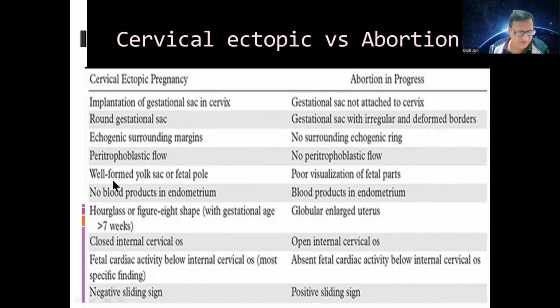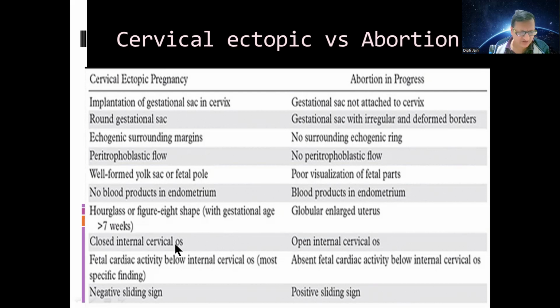A yolk sac or fetal pole is well-defined in the cervical ectopic, whereas in abortion there is poor visualization of the fetal part, which is usually dead. No blood product in the endometrium will be there, while blood product will be present in the endometrium in case of the abortion. In cervical ectopic, an hourglass or figure 8 shape with a gestational sac of more than 1 week will be there. In case of abortion, a globular enlarged uterus is there.